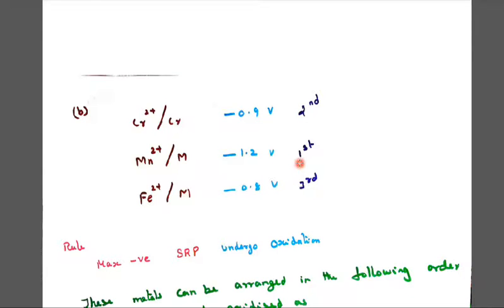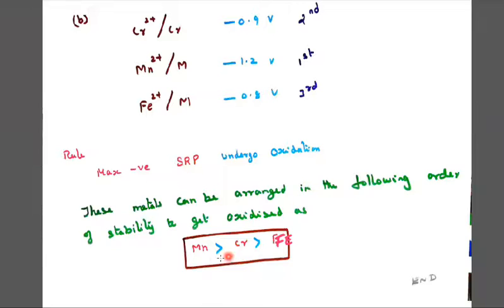So first is Mn, Mn is greater than chromium, and chromium is greater than Fe. The maximum negative value means a strong reducing agent, which undergoes oxidation. So these metals can be arranged in the following order.